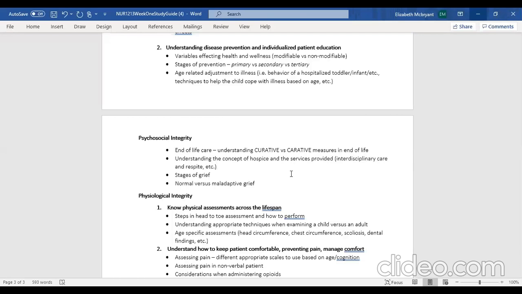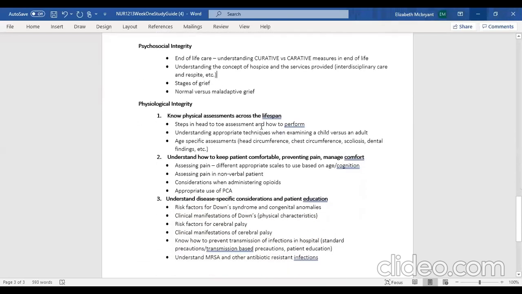So, services provided by hospice, stages of grief, knowing denial versus bargaining versus whatever. You need to know that. And then normal versus maladaptive. Maladaptive grief is that overwhelming grief, and we're not talking about parental grief, like the grief my friend is going through, that is probably going to last the rest of your life.